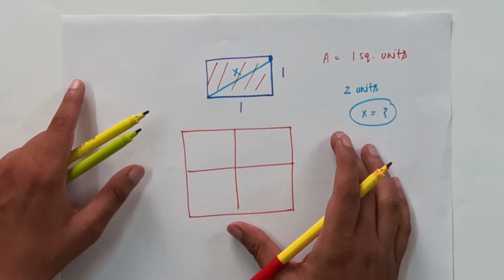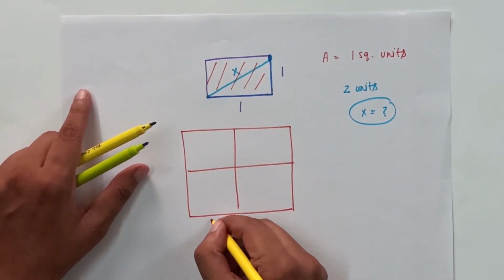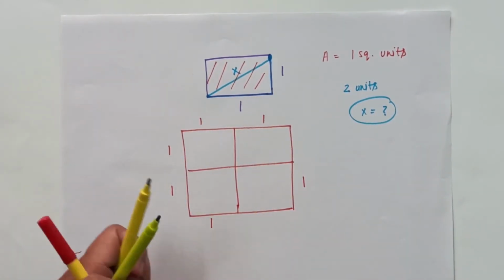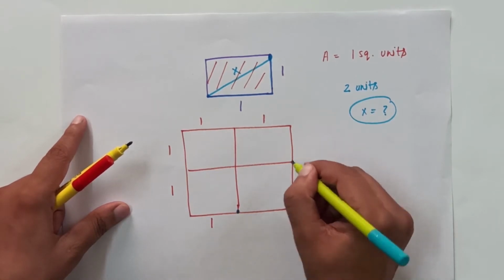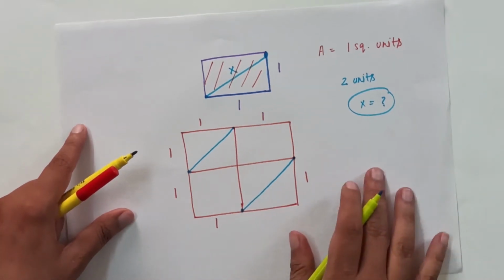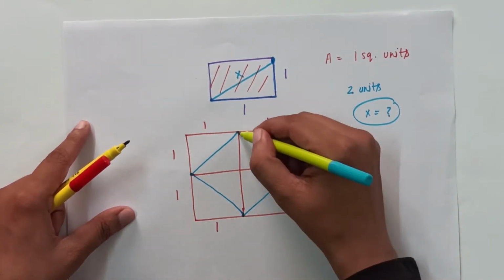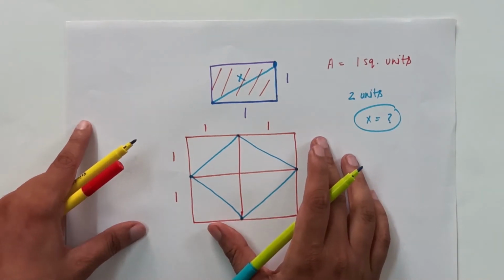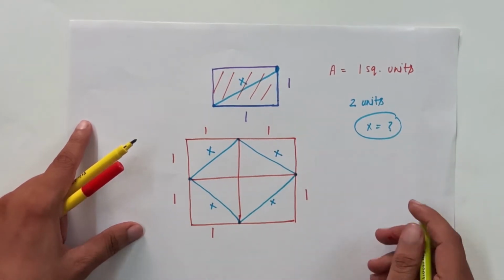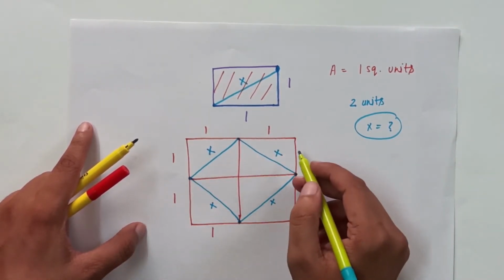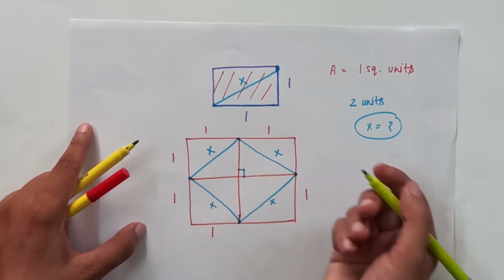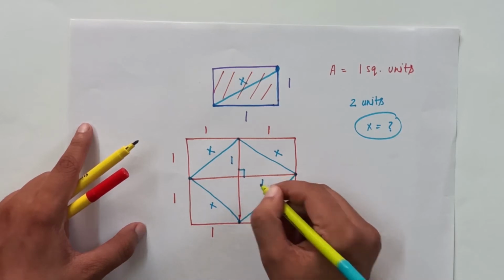This large square consists of 4 squares, each of unit length 1. Now, at the midpoints of these lines, connect all these points together. We will form a square of side length x. Now, you can see this square consists of 4 right angled triangles, each with a 90 degree angle and sides 1 and 1 unit.